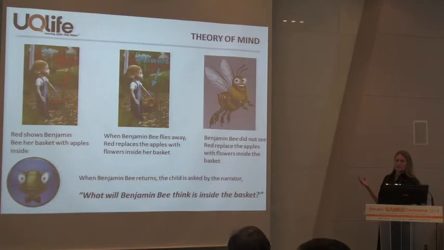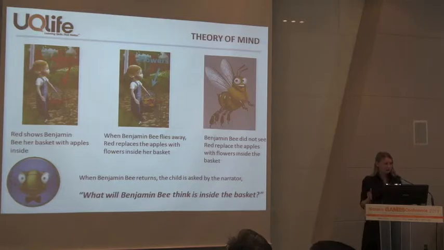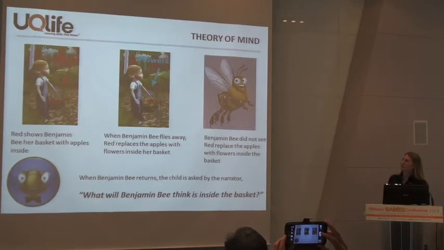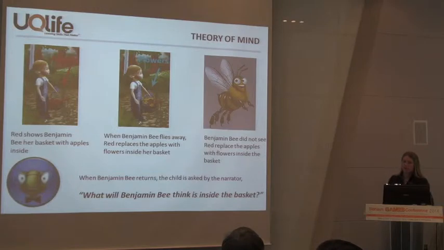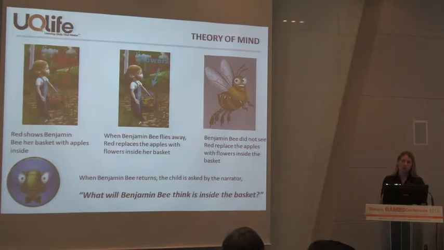In this case, the main character Red meets this new friend Benjamin the Bee in the forest, and she shows him that she's got a basket of apples. It has a little sticker on it when it's closed, saying apples as well. Then Benjamin takes off and flies away. While he's away, the main character decides to pick flowers for her grandmother, so she takes out the apples and puts flowers in her basket instead. Then Benjamin the Bee comes back, and the main narrator of the game asks the child to infer, okay, what will Benjamin the Bee now believe is inside the basket?